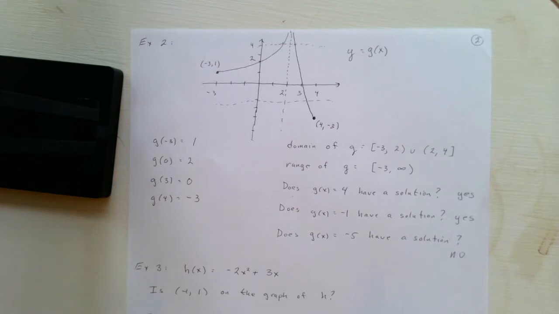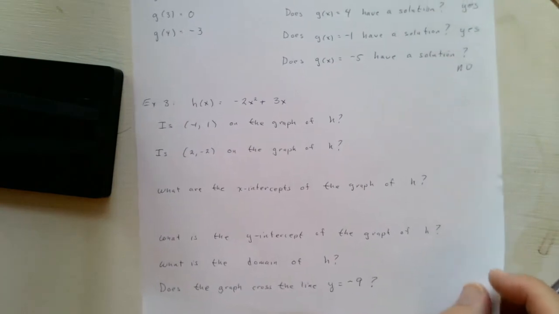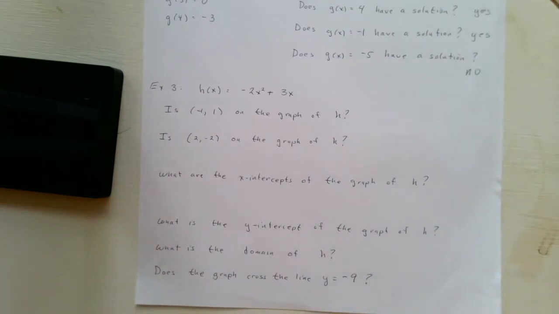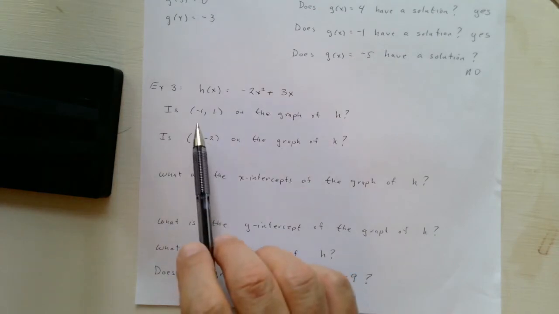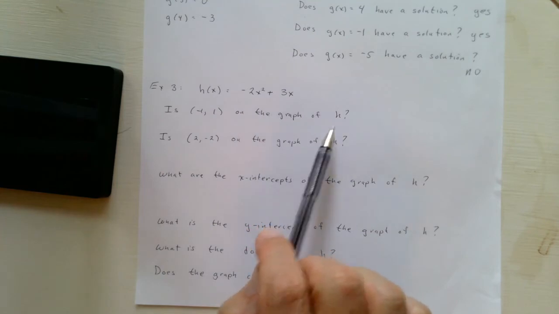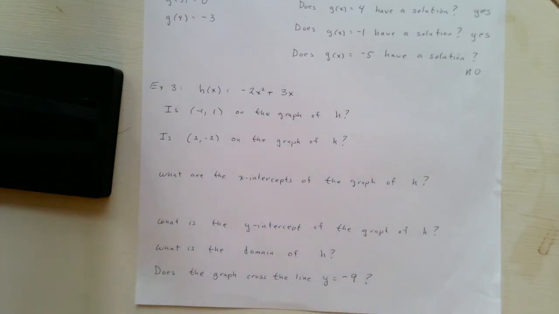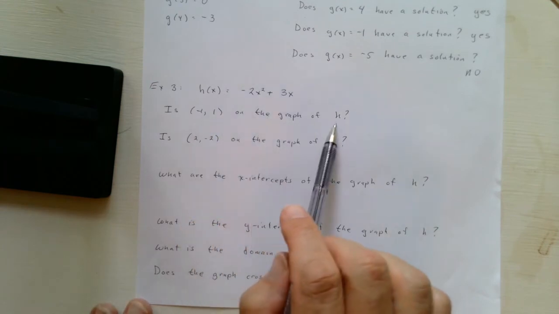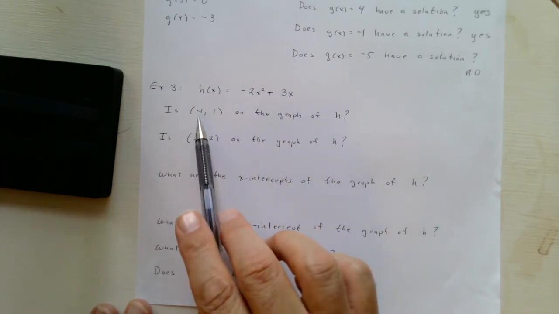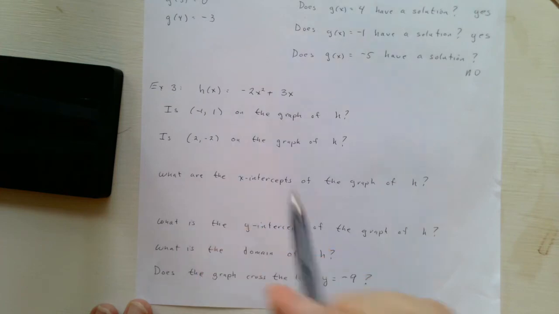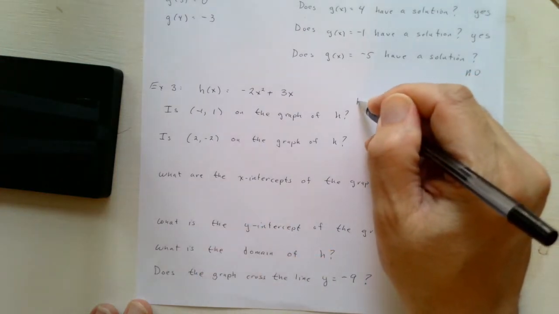All right, let's look at the last example, example 3. Here I don't give you the graph, but I ask some questions about the graph. First question: is the point (-1, 1) on the graph of h? Another way of asking is: is h of -1 equal to 1? Well, we can check.